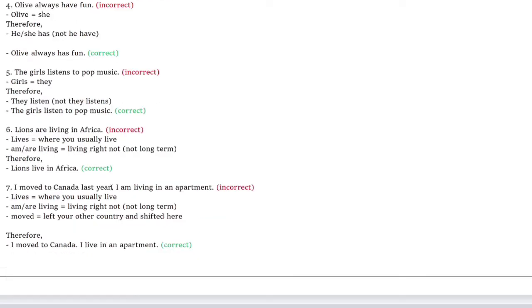7, similarly, number 7. I moved to Canada last year. I'm living in an apartment. Although it looks all right, again, we have live or lives. So I moved to Canada. I live in an apartment. Right.